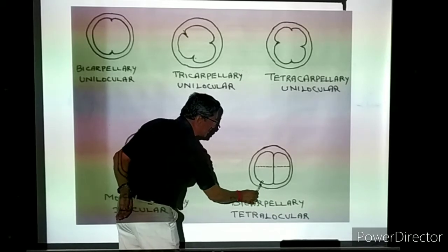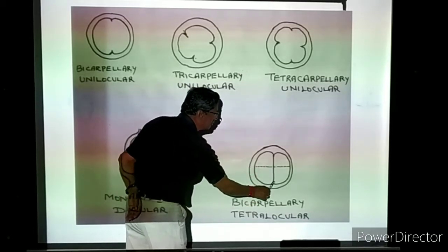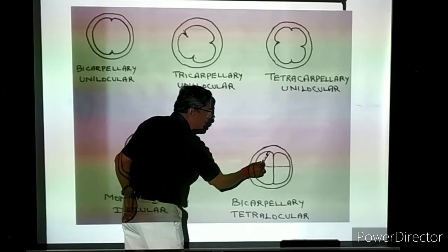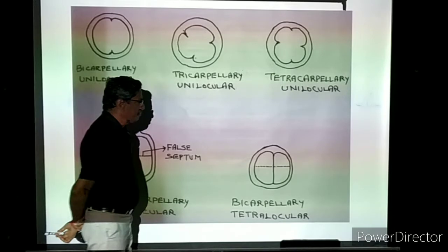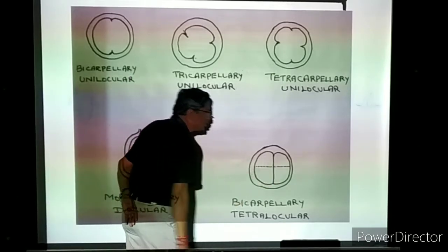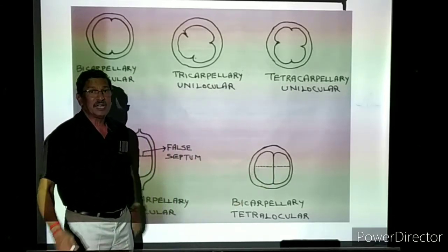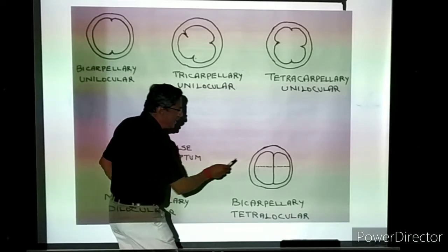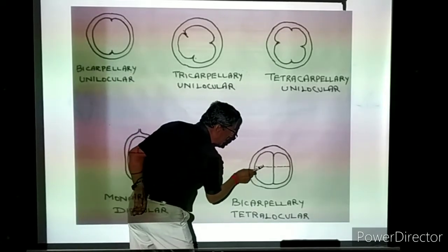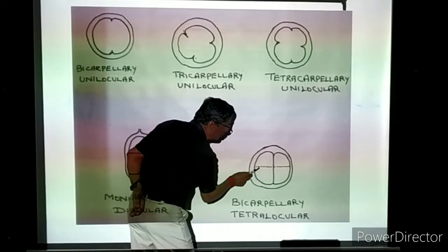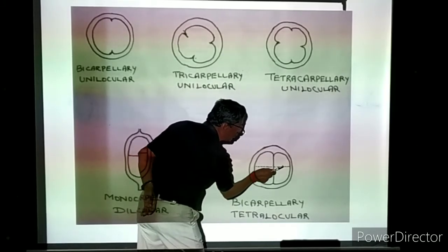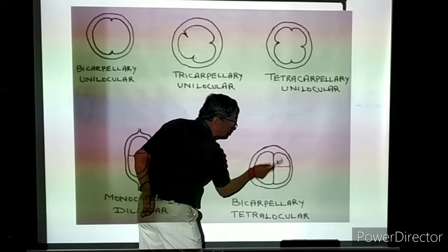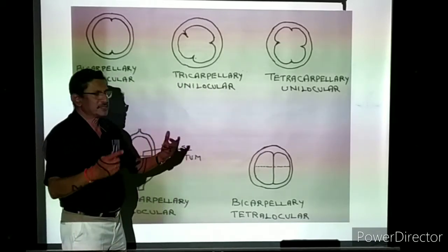Same way I am taking one more. Now two carpels are present. This is one carpel, green in color. This is the second carpel, also green in color. So bicarpellary ovary, no doubt. Actually it is enclosing two large cavities. We are expecting bilocular. But in each locule at the center one false septum has grown. Here one false septum divides this locule into two cavities. Here also one false septum divides the cavity into two chambers.